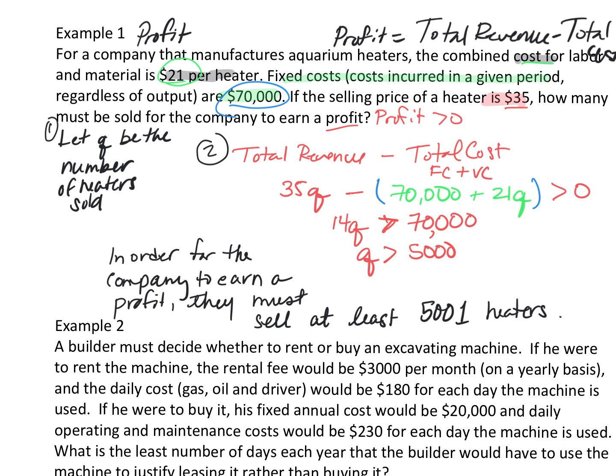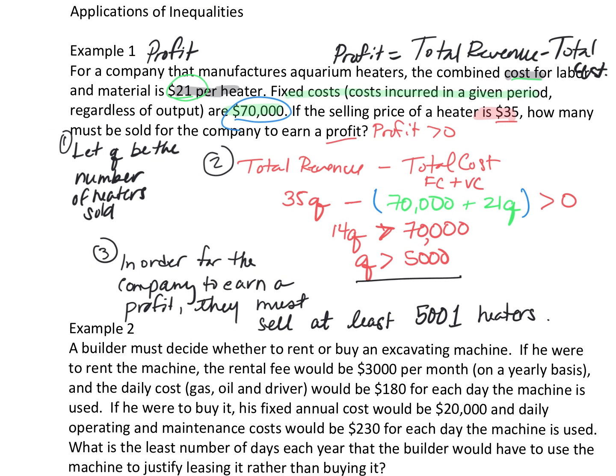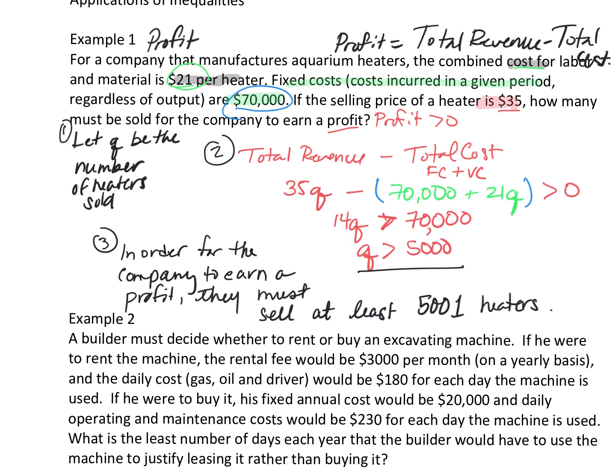So that's what I was talking about with the inequalities. You're going to have to write out a statement to make sure that you know, once you get this quantity answer or so forth, what does that mean? If they sell 5,000, they're not going to make a profit, but if they sell 5,001, they will.